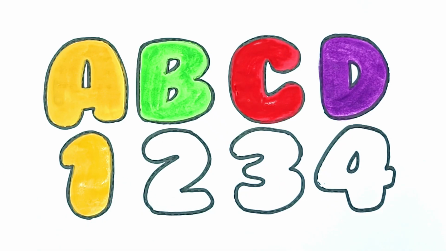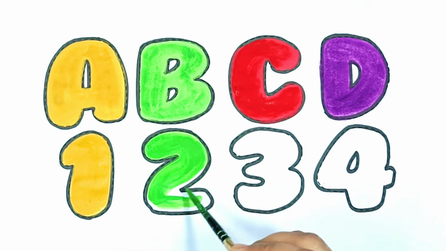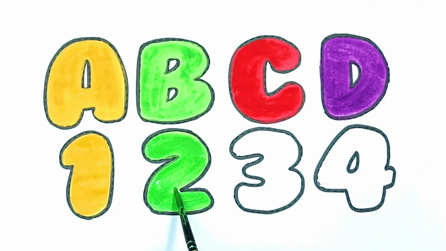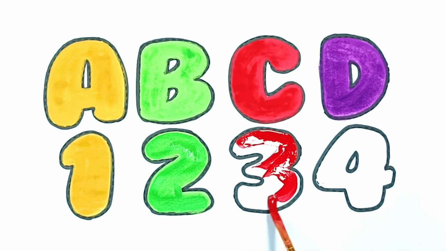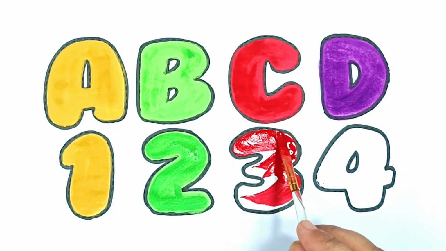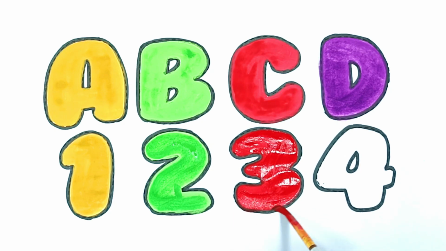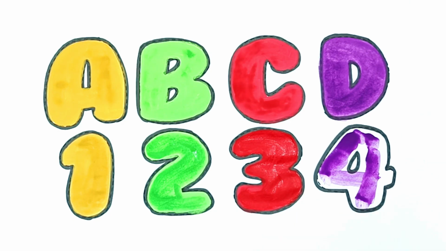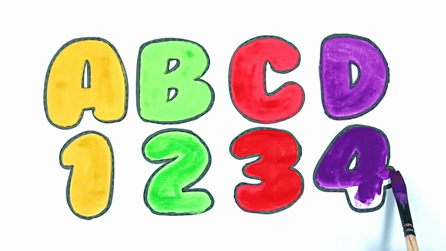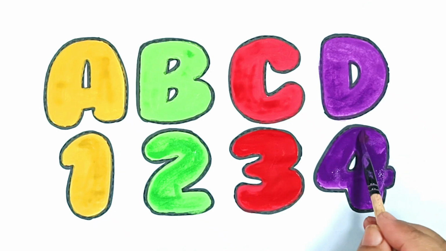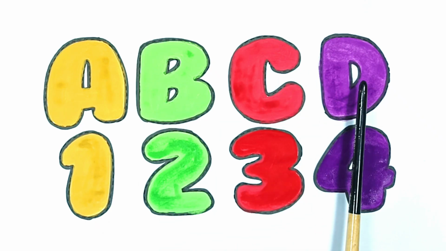One baby arrives. 2 tiny hands hold. 3 sweet kisses given. 4 cozy blankets wrap. A, B, C, D.